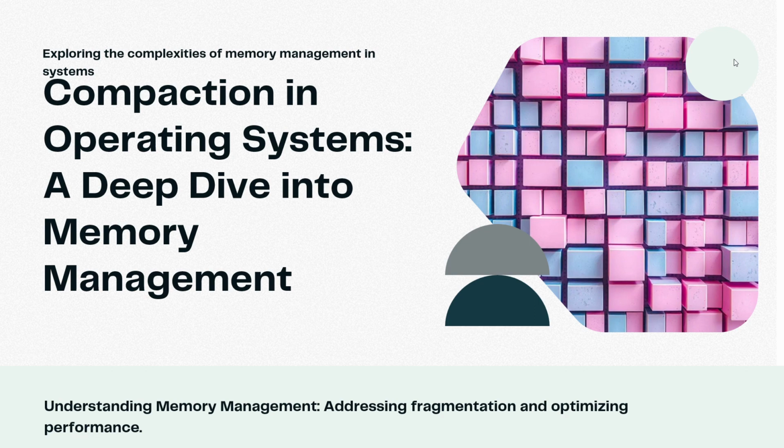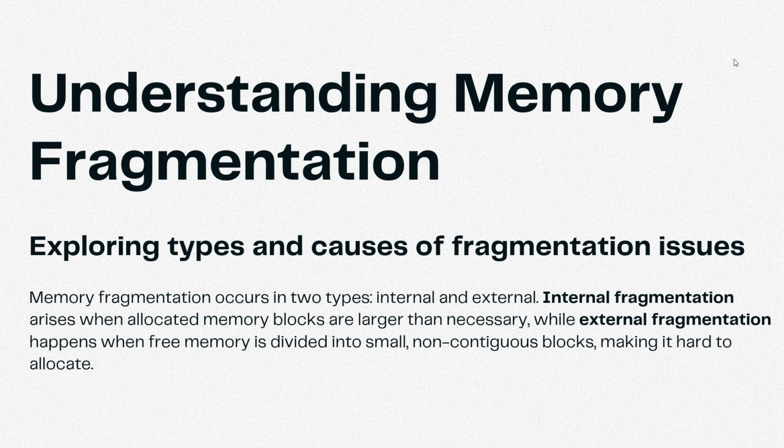Let's begin. To understand compaction, we first need to talk about fragmentation. When memory is allocated and deallocated in a system over time, gaps or holes are created between allocated blocks. This phenomenon is known as external fragmentation.